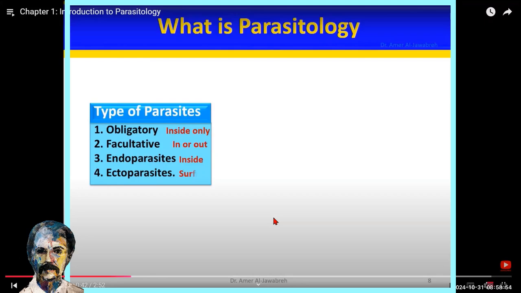Example, the lice. You know the lice? Yes, the lice, on the surface. Lice is an example, so these are ectoparasites. On the animals, you will see ticks, lots of ticks. They are also ectoparasites. They don't go inside, they just remain outside. So we have obligatory, facultative, endoparasites, and ectoparasites. That's one classification, which is used in the book.